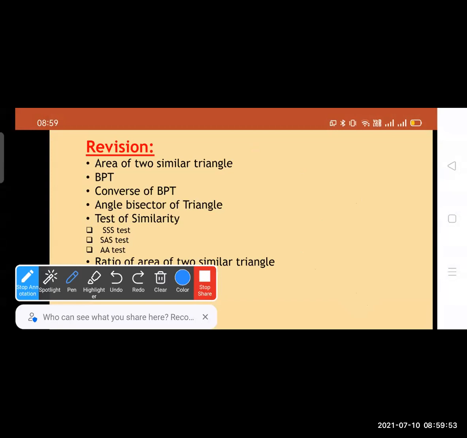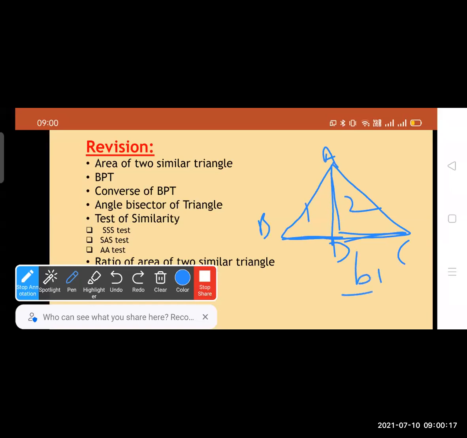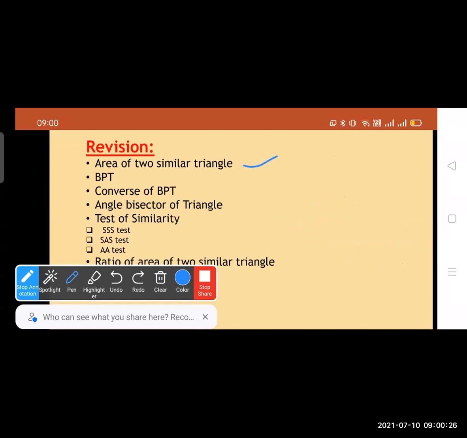And if the height is common, see A, B, C and D. A first triangle, a second triangle. In this, the bases are BD and CD, but the height is common. So for this, we find the ratio of areas by using the formula b1 by b2. And if the height and base are the same, then the ratio is always equal to 1. Okay. So this one is the first topic, area of two similar triangles.